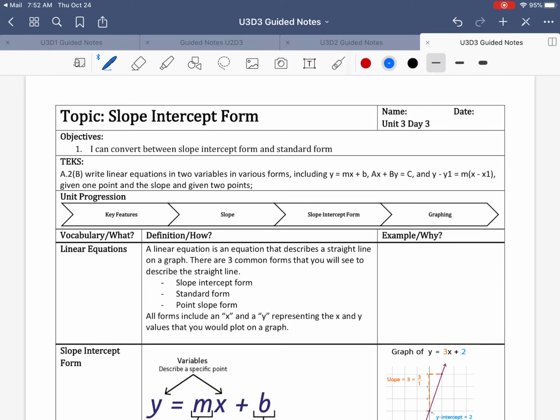Hey guys, today we're talking about slope-intercept form, Unit 3, Day 3. The objective is that you can convert between slope-intercept form and standard form.